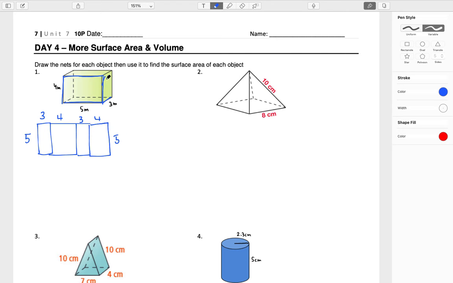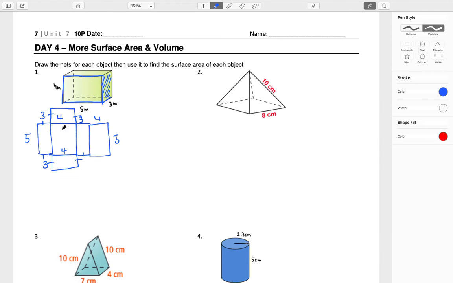And then at the top we have 3 by 4. So we have over here 3 by 4, 3 and 4 here. And then again we have 3 by 4. So this is 3 and this is also 3. Okay, good. So now that I've drawn the net shape, let's identify the area.